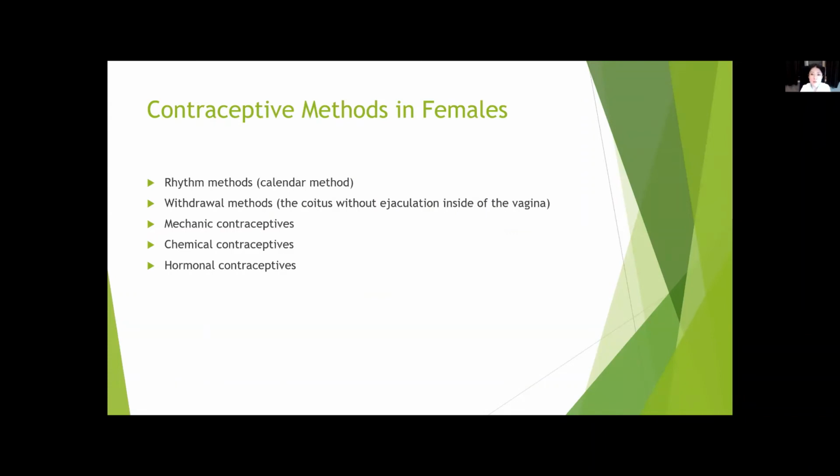Contraceptive methods in females include the rhythm method or calendar method, the withdrawal method, when the coitus is without ejaculation inside the vagina, mechanical contraceptives, chemical contraceptives, and hormonal contraceptives.